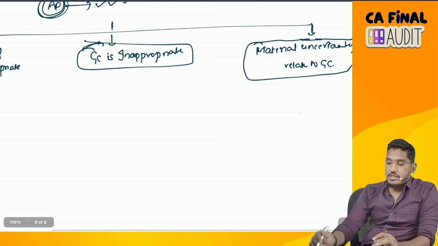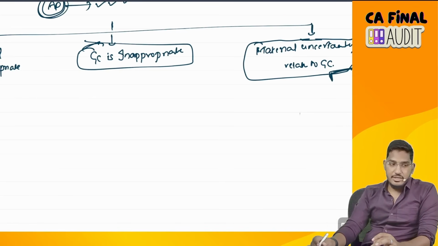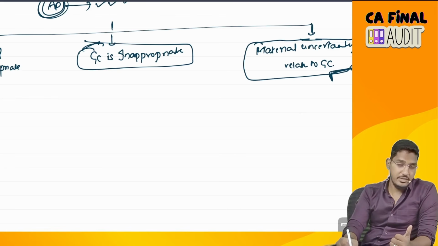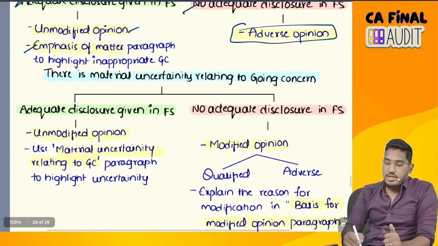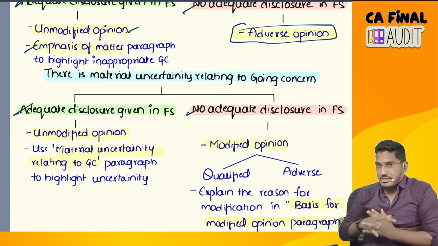Now there could be one more case. What is that one more case? The auditor has concluded that there is a material uncertainty. That means whether the entity will be able to continue for the next 1 year or will not continue, that is highly uncertain on some events and circumstances. See, if that is the case, here also what we need to check is whether adequate disclosure has been given for that material uncertainty, or there is no adequate disclosure given for material uncertainty.